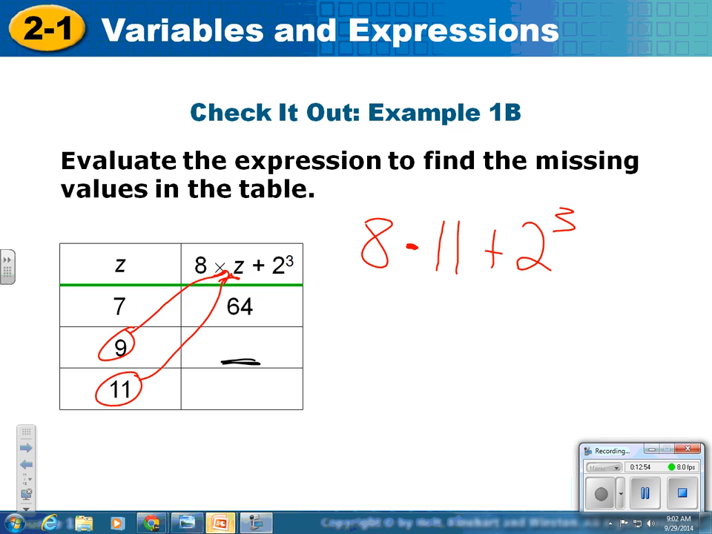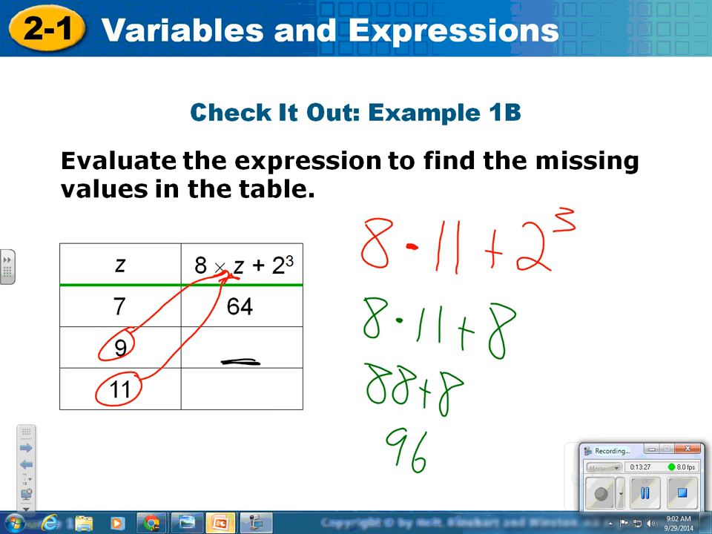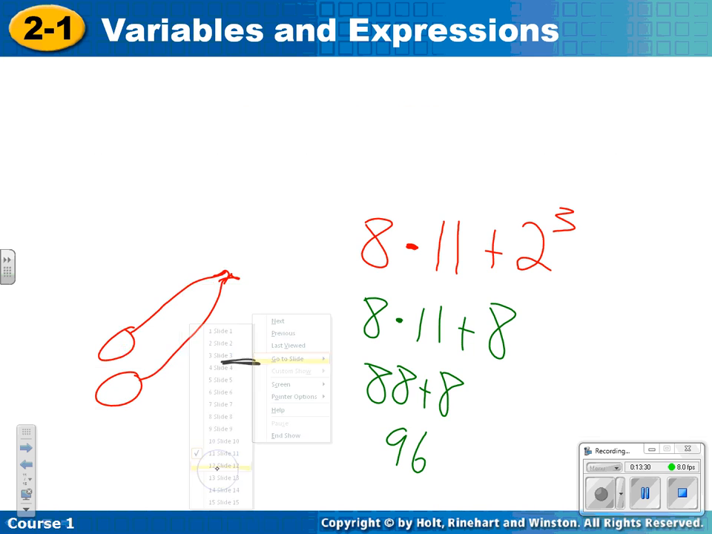You see this little dot here? Do you guys know that little dot means multiplication? I want you to understand that. Sometimes you guys come in here into the 6th grade and you go, what's that little dot mean? Just so you know, that little dot means multiplication. Okay? So let's solve this problem. 2 to the third is, again, 8. So 8 times 11 plus 8. 8 times 11 is 88. Plus 8 is 96.